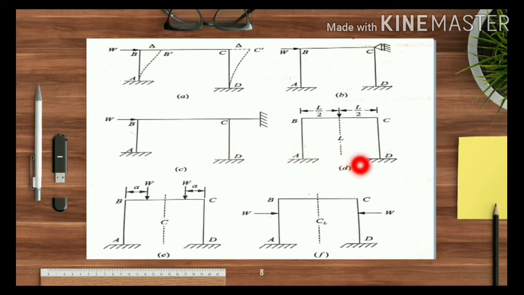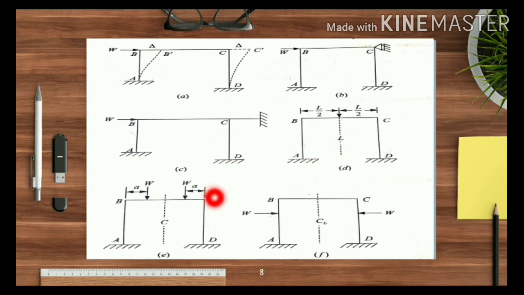When we consider figure D, there is a centrally concentrated load acting on the member BC. Here, these are columns and this is the beam. By considering this figure, we can say that it is symmetrical in geometry as well as in loading. When we consider a section here, the left hand side and right hand side of the section will be symmetrical. Hence, it is a non-sway frame.